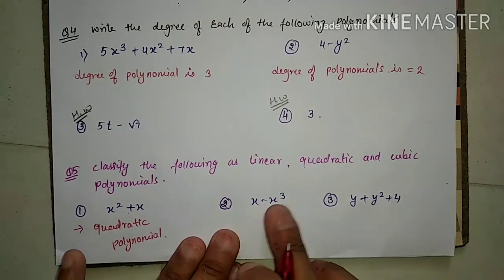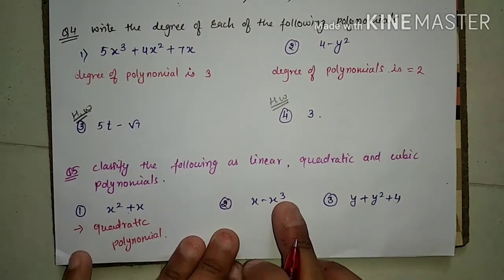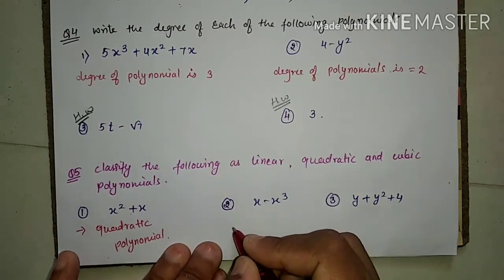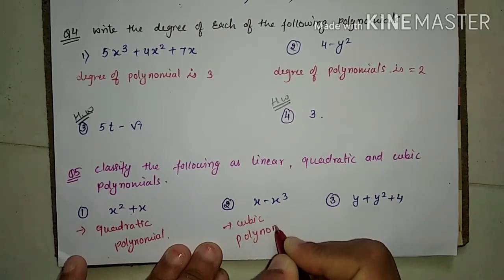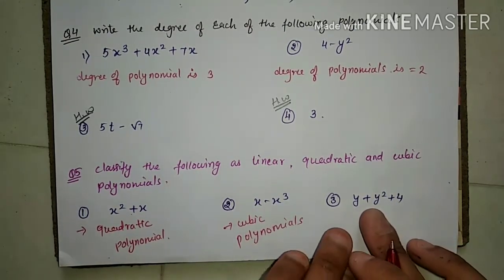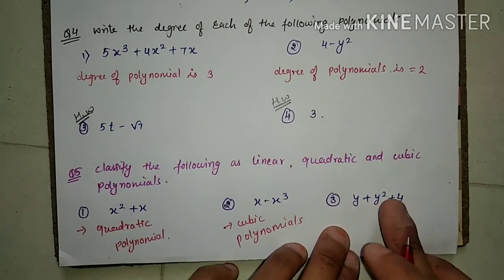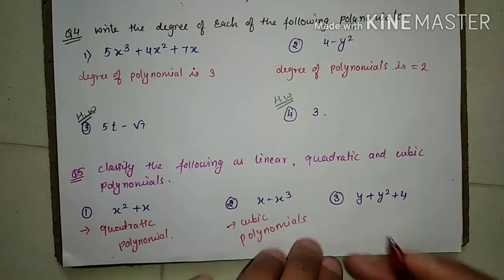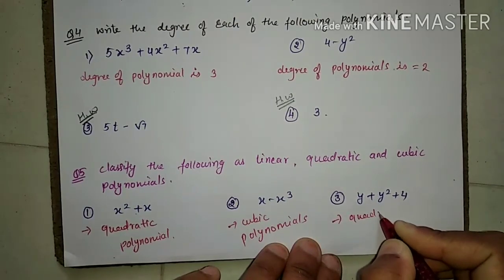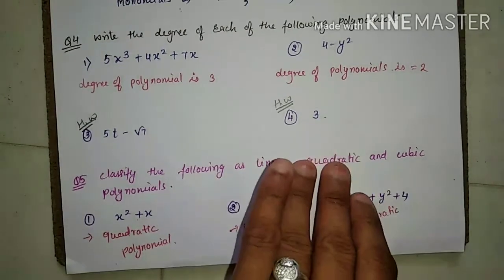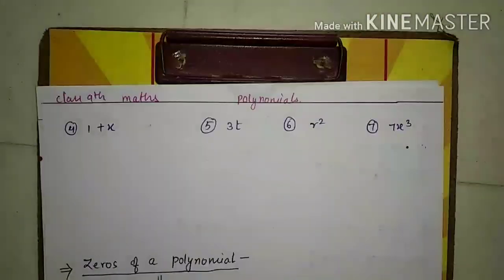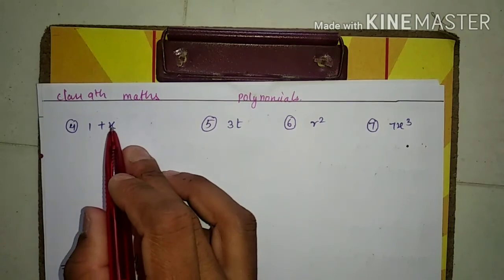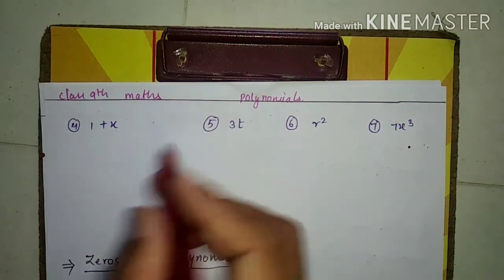Correct. X minus x cube. Highest power here is 3. And 3 is what? Cubic. So what will you write? Cubic polynomial. Next one is y plus y square plus 4. Y square. Again it is what? Quadratic. Correct. Next. One plus x. As you know, there is no power, it means it has a 1. And 1 is called linear.